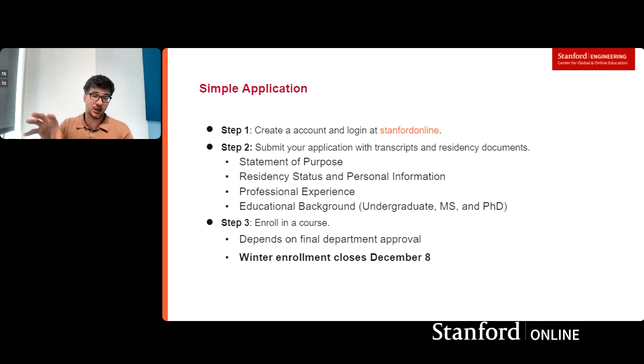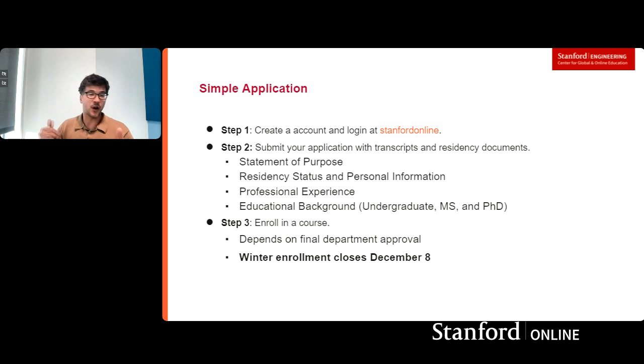Once your application is on file, it's not reviewed until you enroll in a course. Once you enroll in a course, we would send it to the relevant department for review, and they would approve you for that course. Say you take this product management course this quarter, you enroll, we'll send it to the Civil and Environmental Engineering program. That's the department where this course is housed. They will review it, and you're approved.